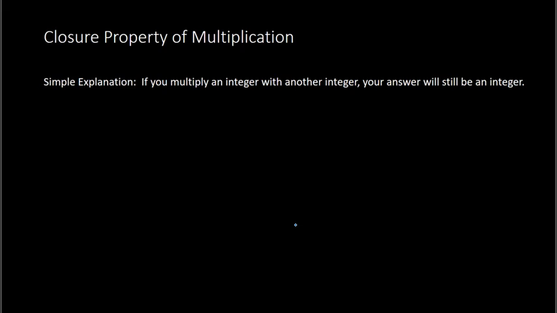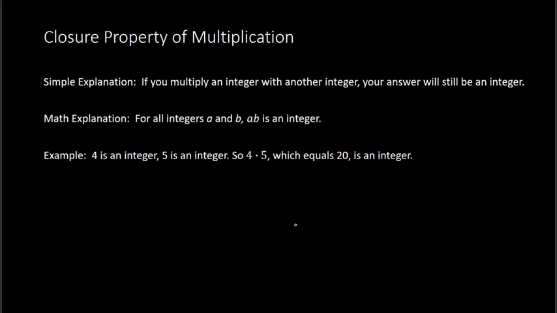The closure property says that if you multiply an integer with another integer, your answer will still be an integer. In math notation, that would be written as, for all integers a and b, ab, or a times b, is also an integer. An example with real numbers: 4 is an integer, 5 is also an integer, so 4 times 5, which equals 20, would also be an integer. And that is your closure property.